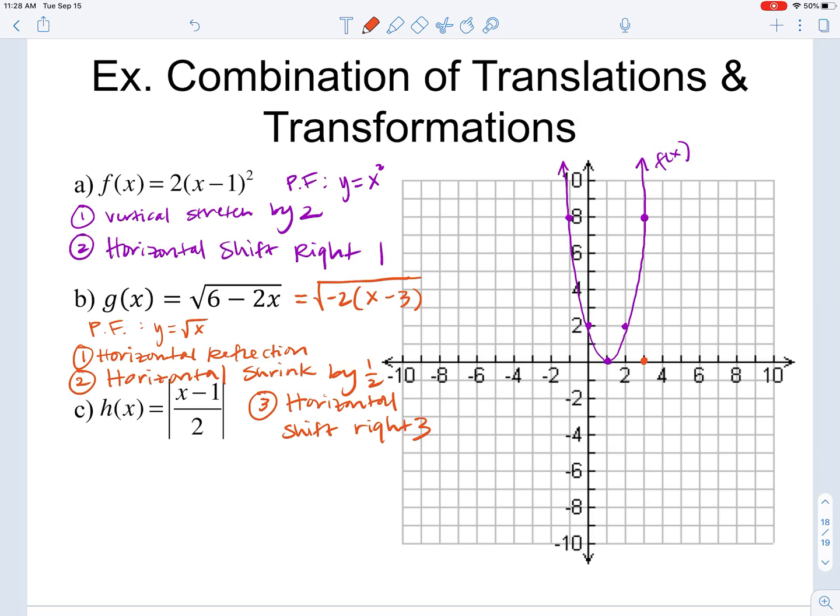1, 1. When applying the horizontal reflection, that lands me at negative 1, 1. The horizontal shrink then lands me at negative 1/2, 1. And then when I shift to the right 3, 1, 2, 3, that lands me at 2.5, 1.